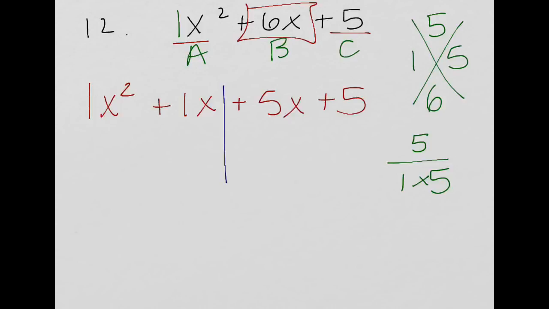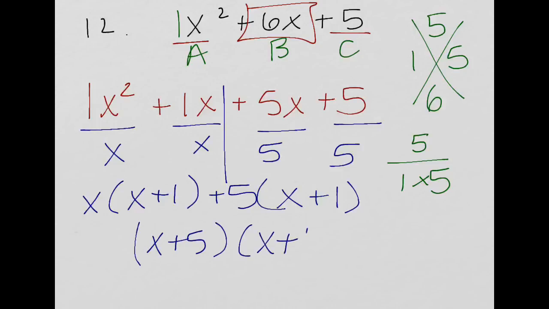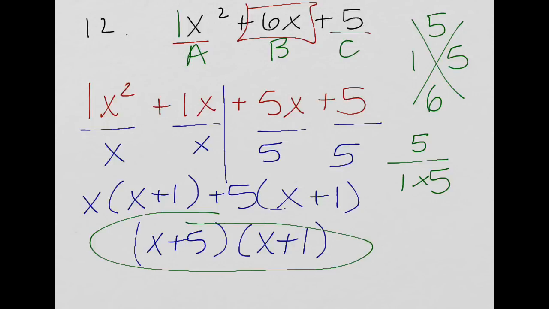Now we've got 4 terms. This left side has an x in common, so if I take it out, I get x plus 1. The right side has a 5 in common, so if I take it out, I get x plus 1 also. And my outside piece is my inside piece, or my repeated piece. And we're done. And hopefully you're getting a little faster. You're starting to remember some of this. We're going to do 2 more together, and then I'm going to cut you loose.